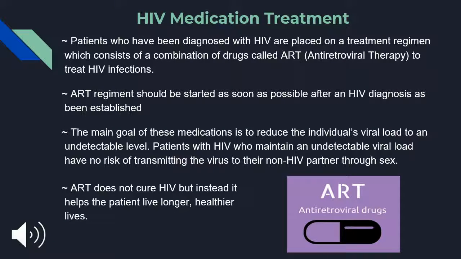HIV medication treatment. Patients who have been diagnosed with HIV are placed on a treatment regimen, which consists of a combination of drugs called ART, antiretroviral therapy, to treat HIV infection. The ART regimen should be started as soon as possible after the diagnosis of HIV. The main goal of these medications is to reduce the individual's viral load to an acceptable level.